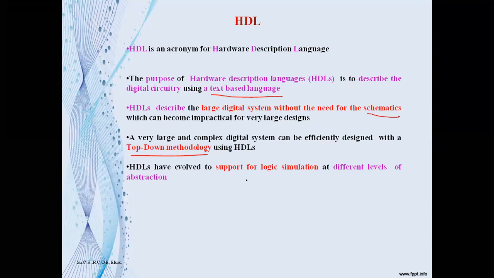Using these hardware description languages, we can model a circuit at different levels of abstraction. You can design the system at the system level, you can model it at the algorithmic level, and you can also model it at the gate level. So the hardware description languages allow us to design the system at different levels of abstraction.